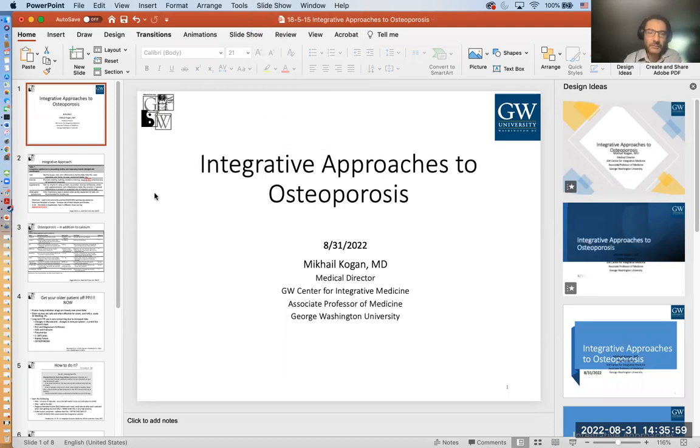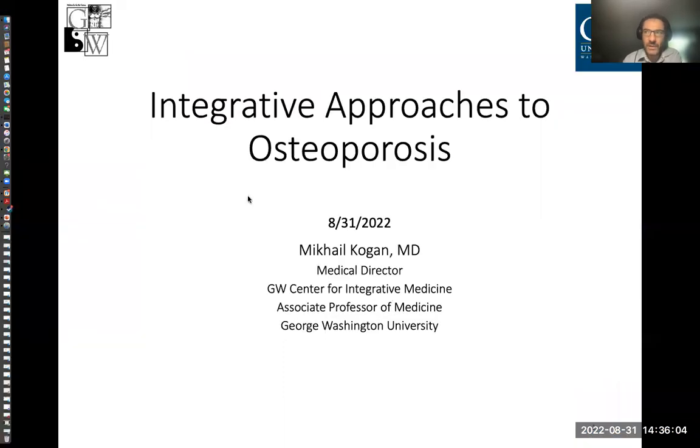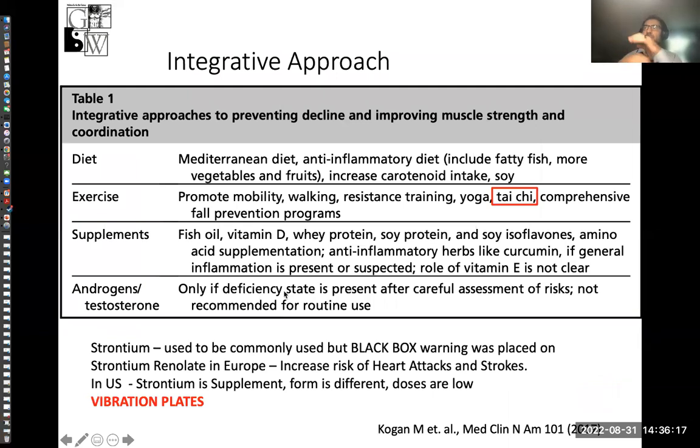This is information that you can find also in my textbook on integrative medicine, and also in an upcoming general public book that's going to be published sometime next year. It's called Optimal Aging. We have a chapter on osteoporosis. So the integrative approach is a combination of multiple parallel treatments. It's a diet modification, some kind of an anti-inflammatory approach with significant increase in soy and also several other nutrients. Exercise, of course, self-explanatory.